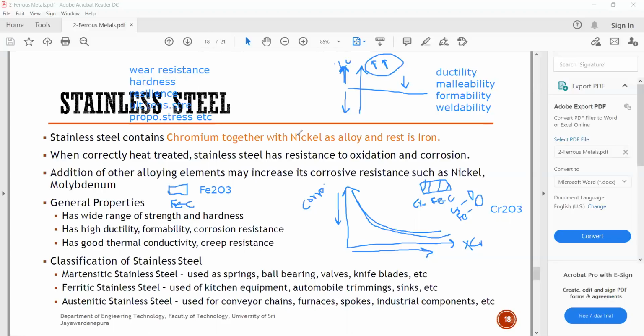Other thing, classification of stainless steel: martensitic stainless steel, ferritic, austenitic stainless steel. Then you can use these for different applications. But these are the properties. But see, you have ferritic stainless steel here.